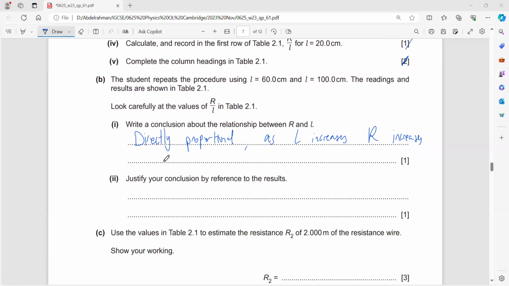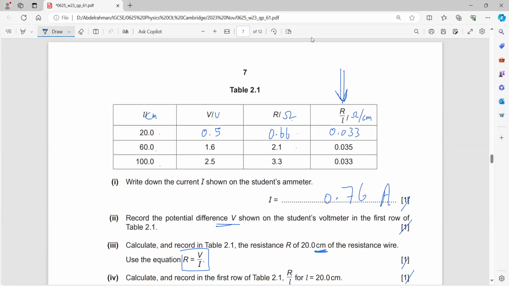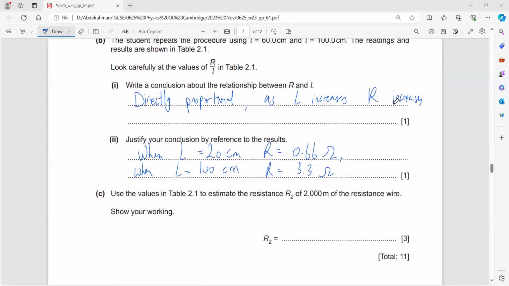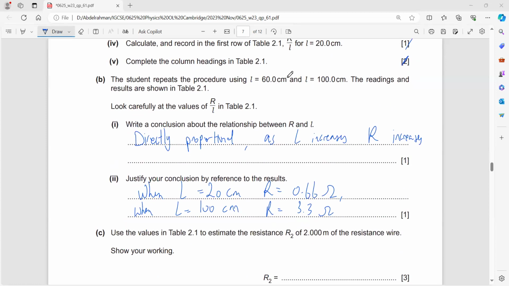So, I'll write it down. When L equals 20 centimeters, R was equal to 0.66 ohms. When L equals 100 centimeters, R was equal to 3.3 ohms. Right, it was 3.3. What's your question? Why does it say in a line above to look carefully at values of R over L? It's normal, he wants to confuse you. Okay.